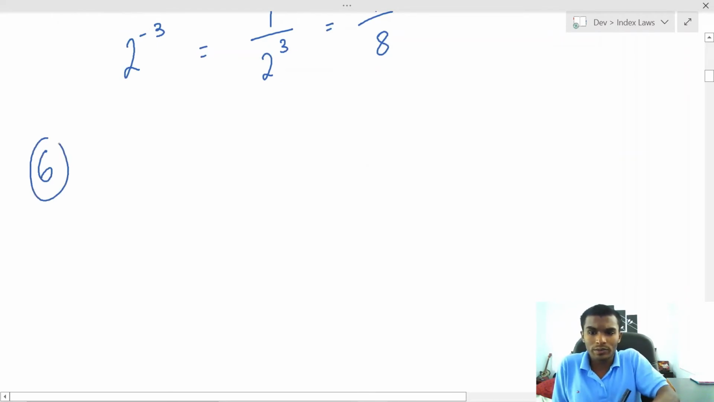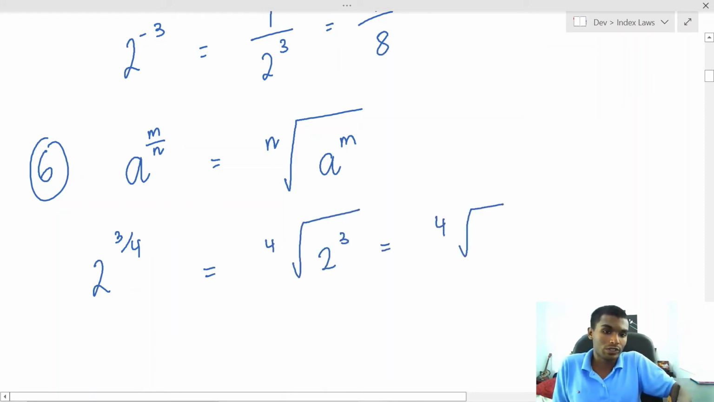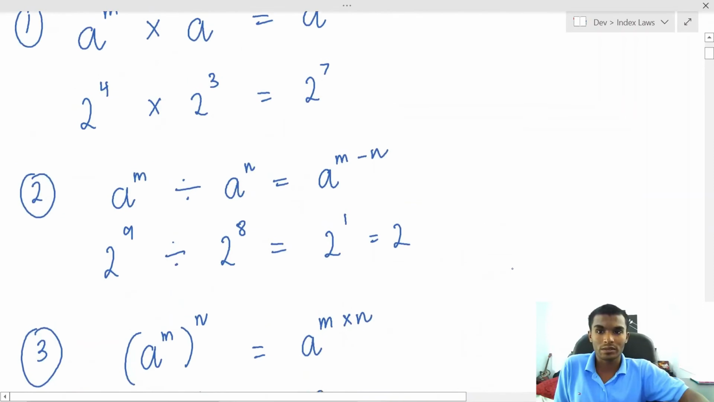The final rule is basically, if we have a to the power of a fraction, like m over n, we have to take the nth root of a to the power of m. So for example, let's say we have 2 to the power of 3/4. This would be the fourth root of 2 cubed, or in other words, the fourth root of 8. And these are basically all of the main index laws. All of the other ones branch off this.